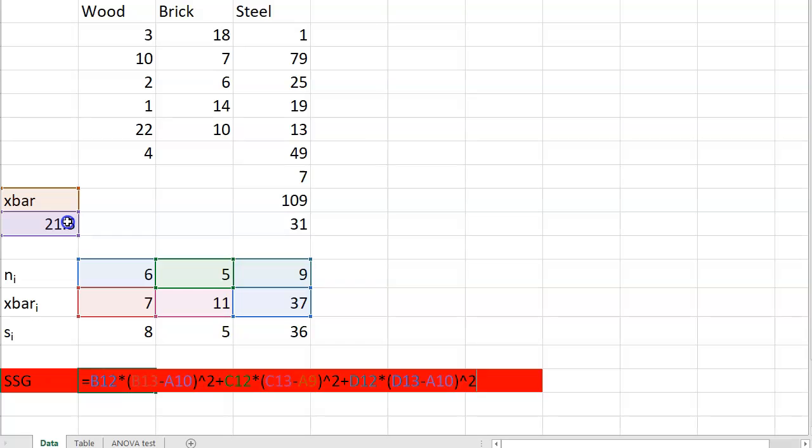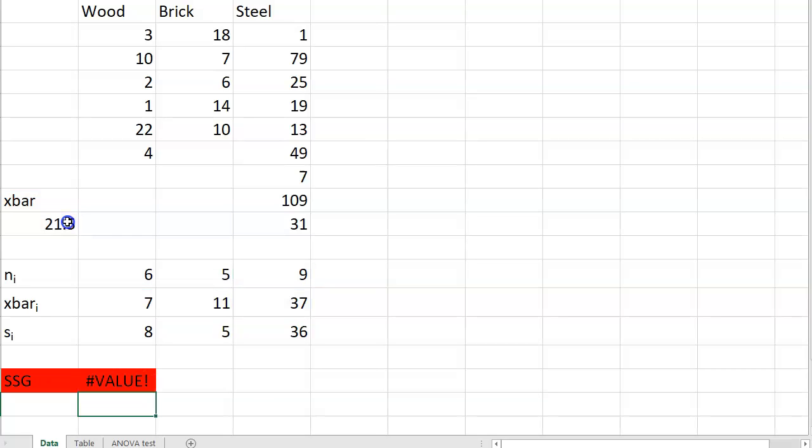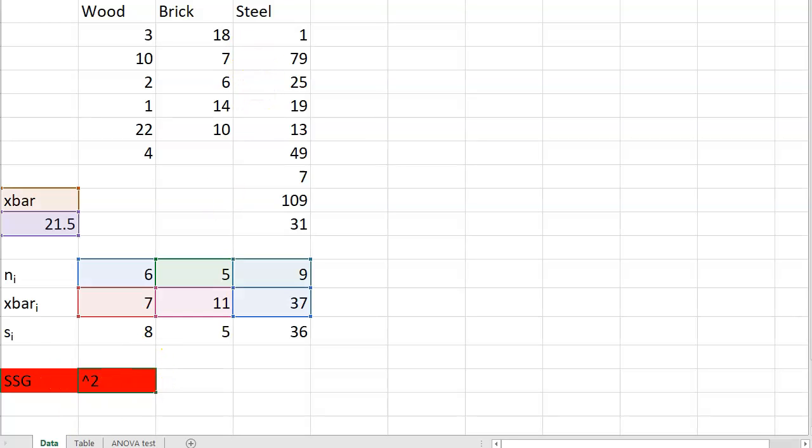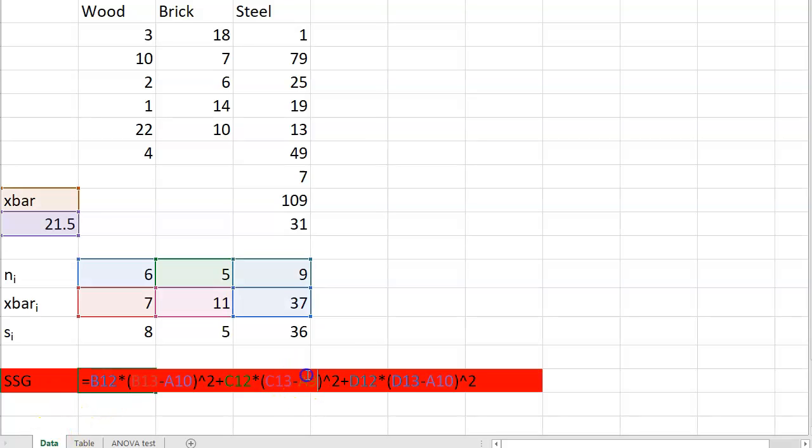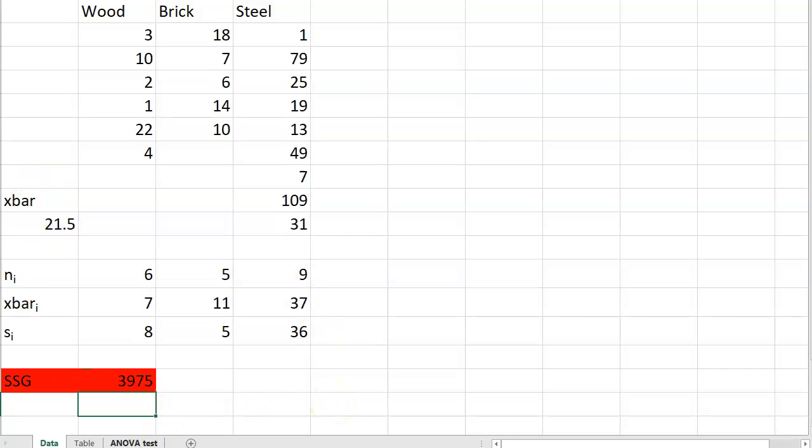Let me check that I didn't forget any squareds or minuses. Oh, value. That's bad. It's because right here I put A9 as the overall average when it needed to be A10. There we go. That's the name X bar, but the value X bar is right there. We have an SSG value.